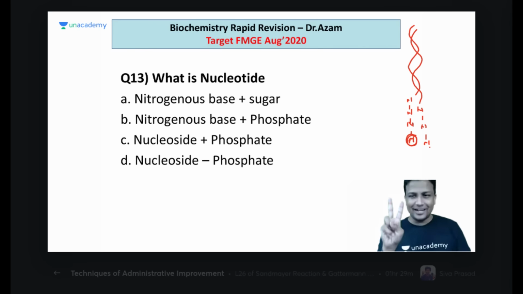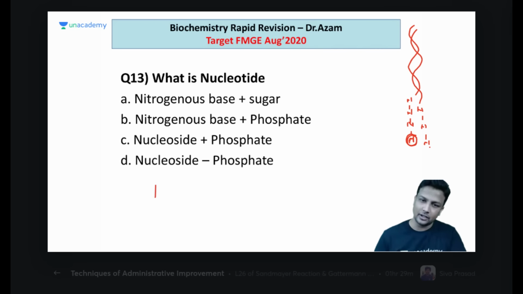I repeat again, every student knows that DNA is double stranded. Each strand is a polymer of nucleotides. But what is a nucleotide? Write it like this. Write with me.